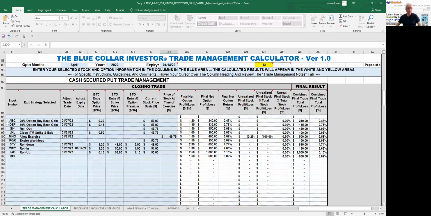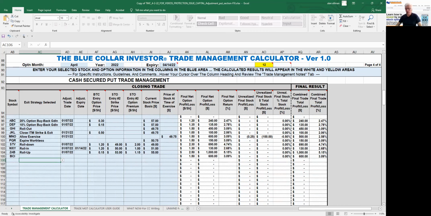And in section 3, the stock symbol will move over automatically. You select the exit strategy the same way as in covered calls, and you just click on the one that you're interested in. And then you enter the information based on that exit strategy. So once again, you don't have to fill in every cell. It depends on the exit strategy that you're using. And that information is in the user guide in extreme detail. So don't worry about it if you're unsure at this point in time.